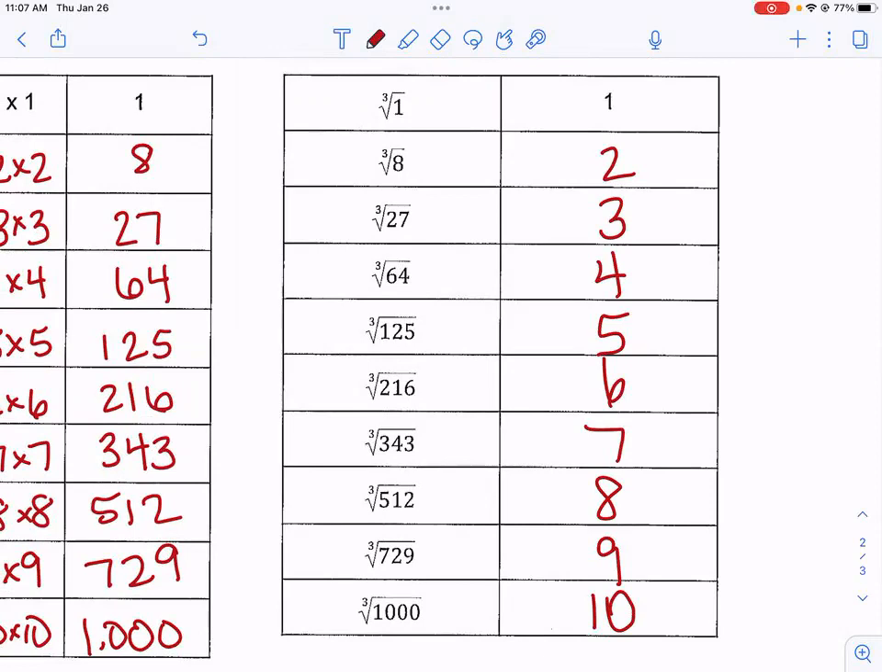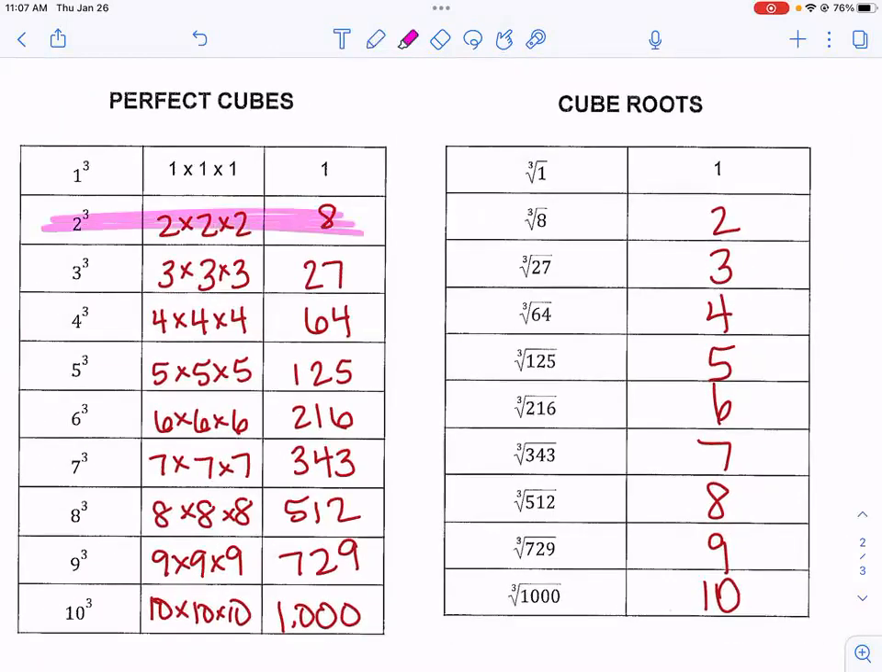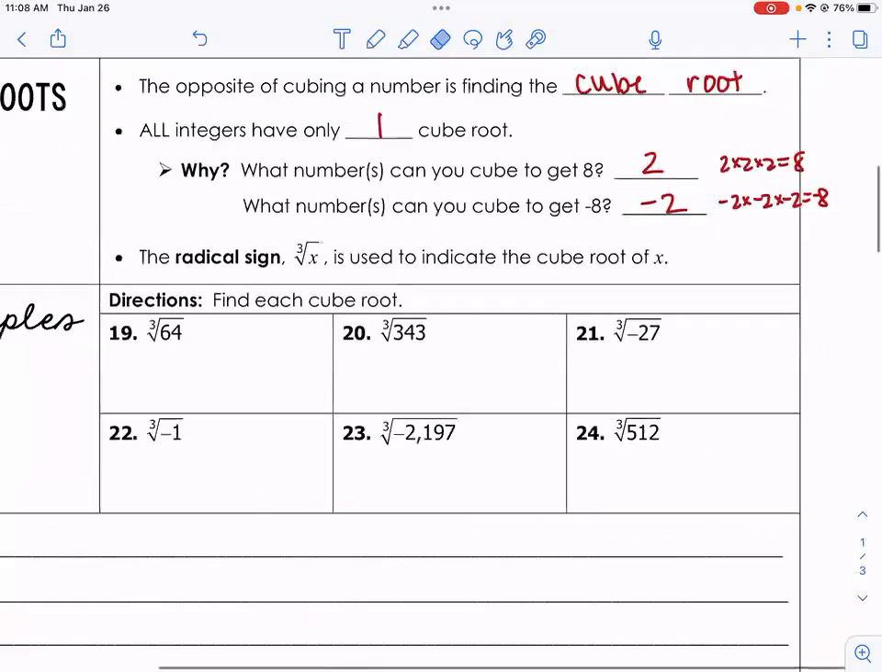Okay, we know that 2 cubed is 8. And so if 2 cubed is 8, the cube root of 8 is 2. We know that 6 cubed is 216, so the cube root of 216 is 6. That little 3 on our radical is asking, hey, what cubed is this number? What cubed is this number? Okay, so now let's go back to page 2.